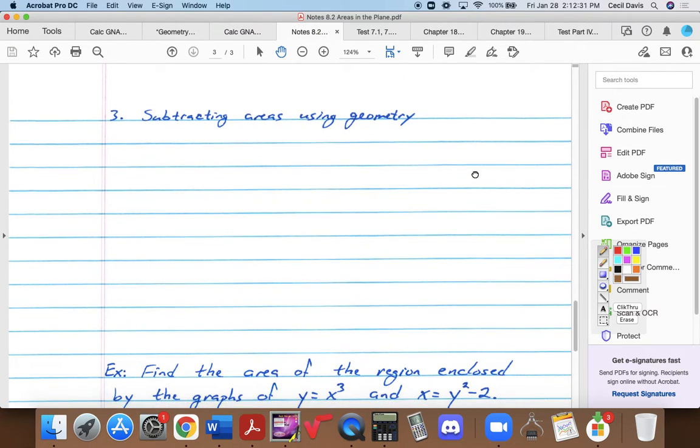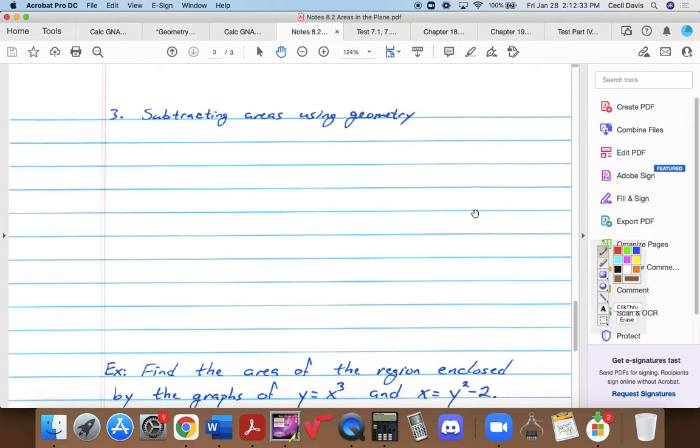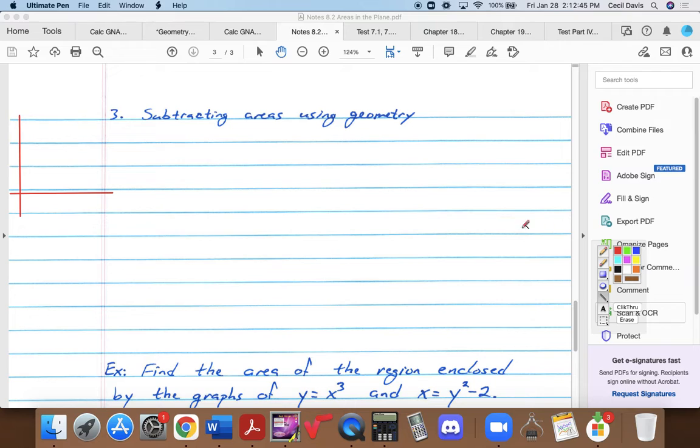And then there's a third way. Subtracting areas using basic geometry. So again, we'll look at our graph, which looks like this.